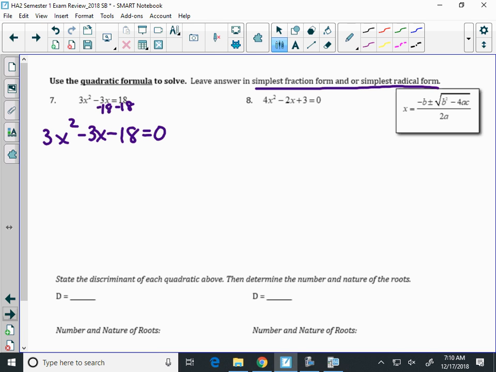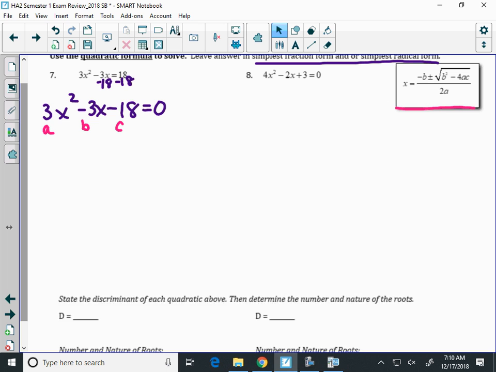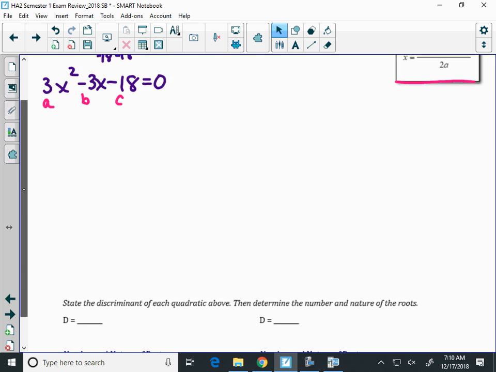For now, you just need to know that the A's value, because your quadratic formula is over here in this box, you need to know that A is 3, B is negative 3, and C is negative 18. For this guy, we'll come back to that later.